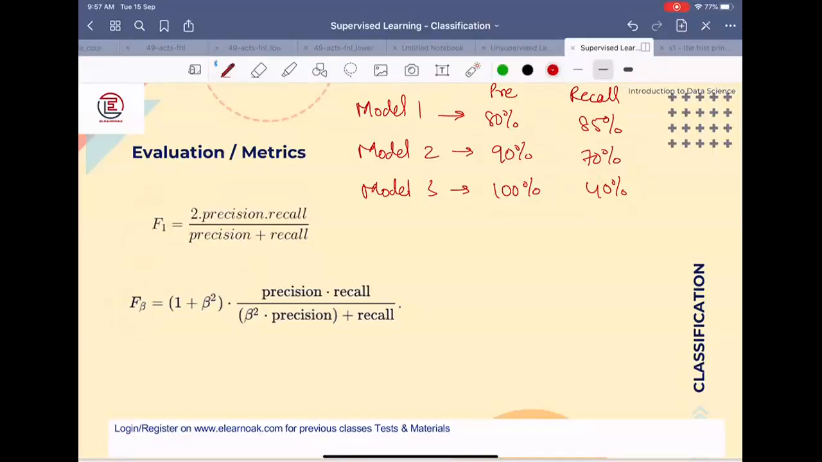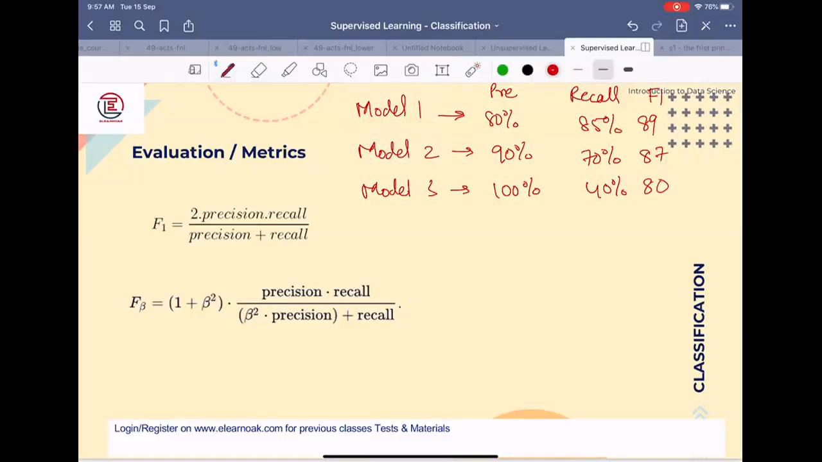So let's say for all the three models, we say that precision and recall are equally important. Even in that case, it is difficult for us to tell whether model 1, model 2 or model 3 is good. But if I give you another metric called F1 score, and I have F1 scores like this, 89, 87 and 80, I can easily look at the F1 score and tell that model 1 is more accurate. Why? Because it has an F1 score which is higher than the other two.